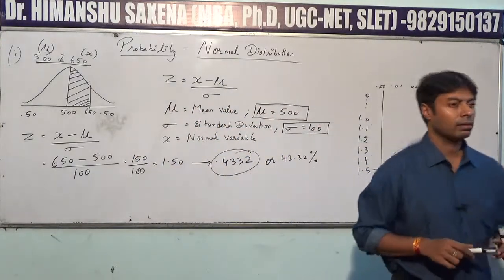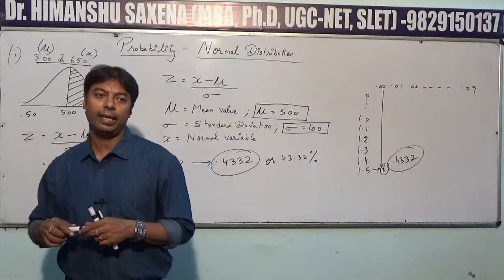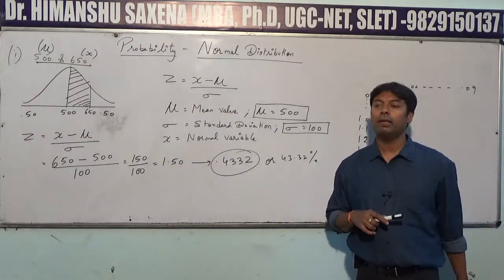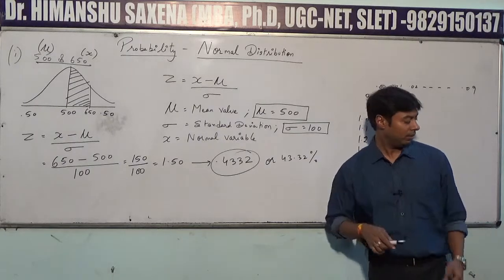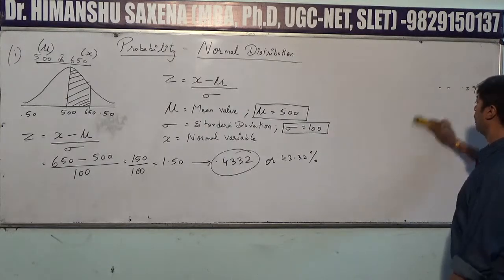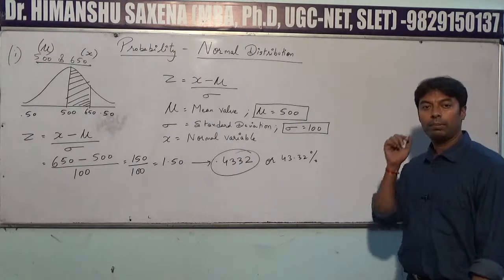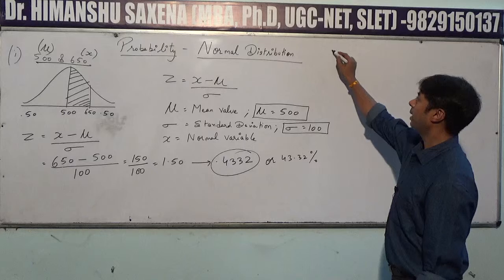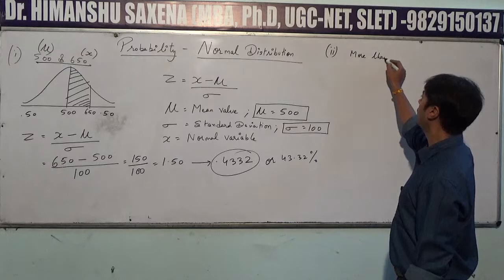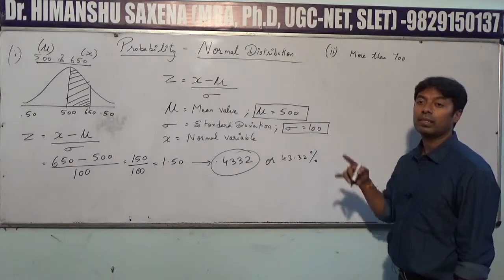Find the probability that a student will take more than 700 hours to complete the program. Now let us discuss the second part. It's entirely different from the first part. It says that you have to find out the probability that a student will take more than 700 hours to complete the program.